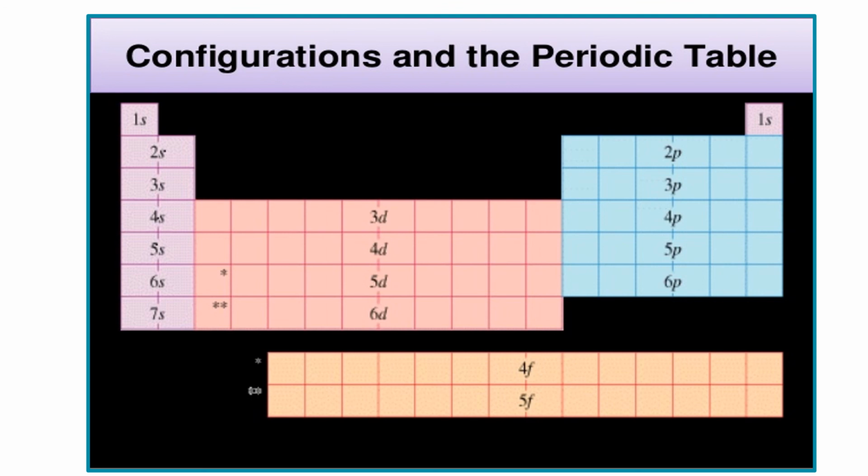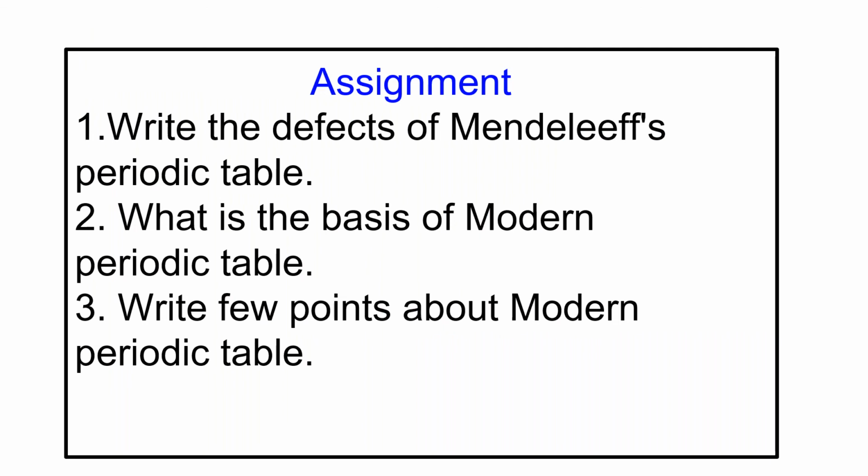Once again, go through the video and complete the assignment which is given. The assignment questions are: write the defects of Mendeleev's periodic table. The next one, what is the basis of the modern periodic table? Write a few points about the modern periodic table. Okay, I hope you have understood well, and when you attend the next class, get ready by completing the assignments and bring your notebook. Thank you.